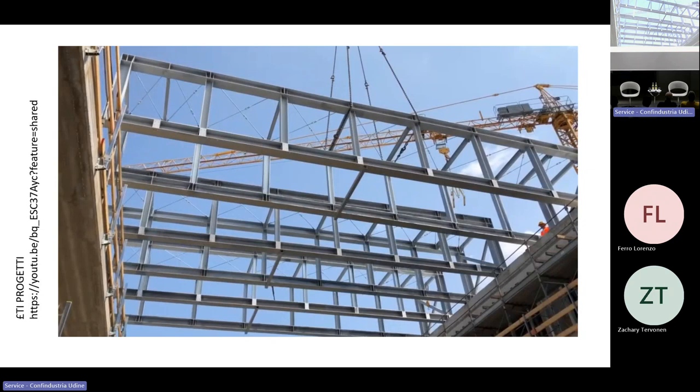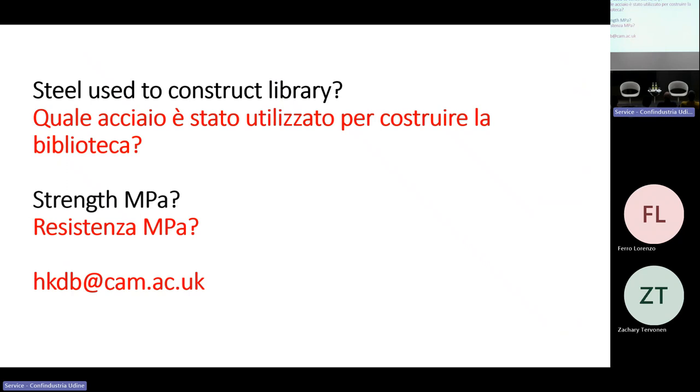So I tried to search on the web for what kind of steel is being used here, and I could not find it. So this morning I posed a question to the students who attended: go and ask the architects what is the steel used for this building and what is its strength, and email me. Okay. And I already have an answer.